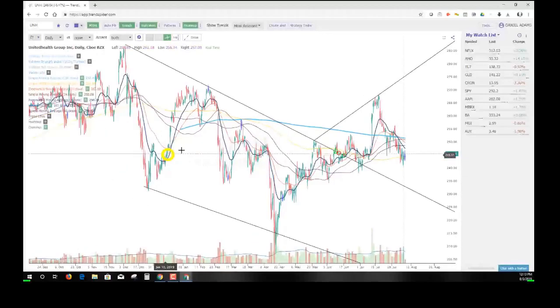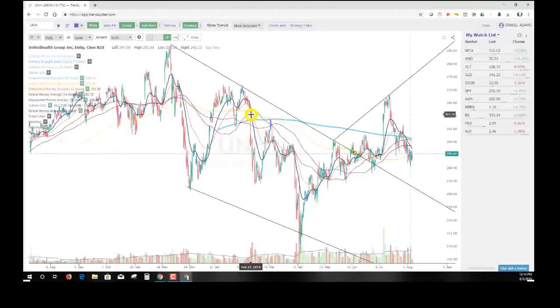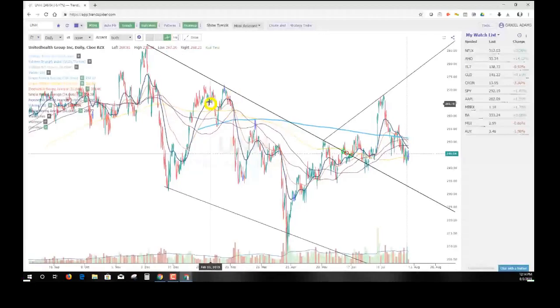And if you can find moving averages, for me, I'm looking a lot at moving average crossovers. I'm looking at patterns, head and shoulders, cup and handles, inverse cup and handles. The list goes on and on.